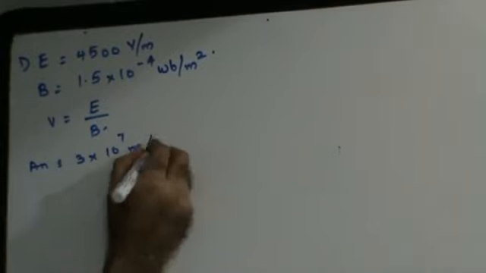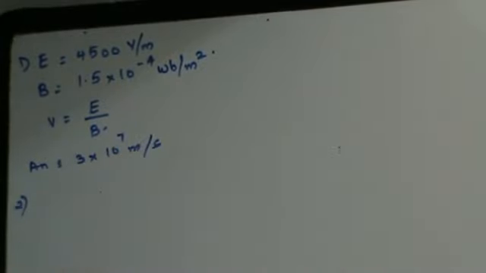Thomson's experiment. Velocity of electron is nothing but the ratio of electric field to magnetic field. So V will be equal to E upon B. You have the value of E, you have the value of B. All you have to do is divide and get the answer. The answer for this should come to 3 into 10 raised to 7 meters per second. Next, take on next one please.